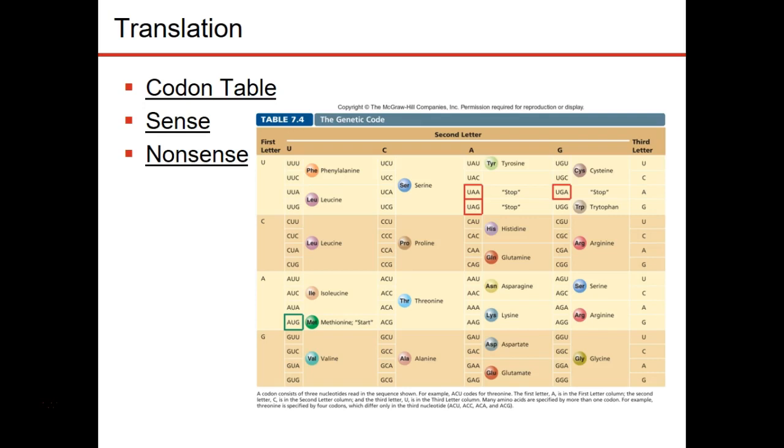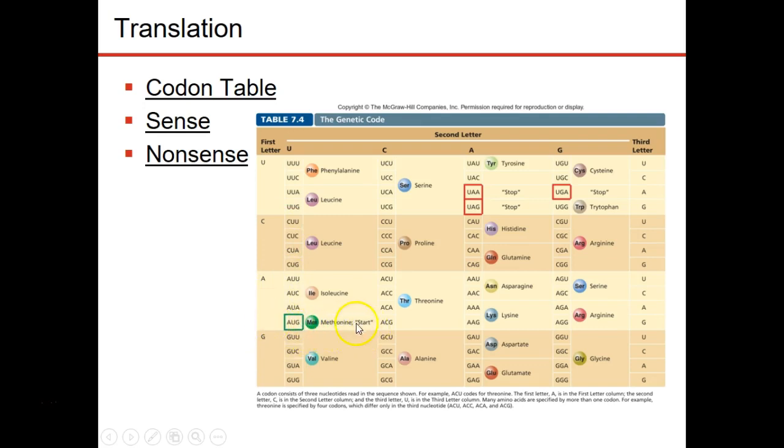61 of these are called sense codons and code for amino acids. 3, UAA, UAG, and UGA code for protein synthesis to stop, and so these are called nonsense codons. If you notice, every single amino acid has 2 or more codons associated with it other than AUG methionine.